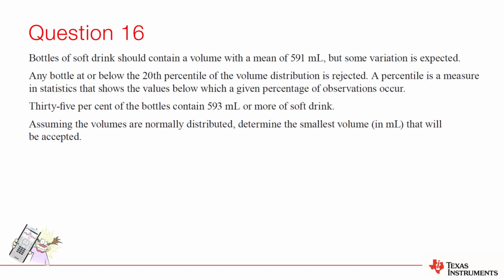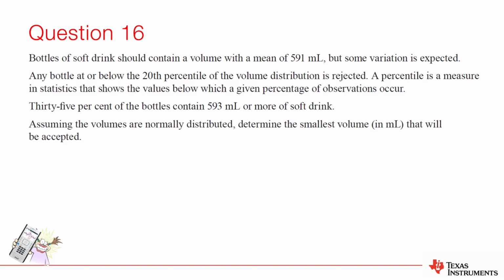So bottles of soft drink should contain a volume of 591. So that's the mean, isn't it? Any bottle below the 20th percentile is rejected. Percentile is just given as the percentage of which the observations occur. 35% of bottles contain more than 593 mils. We have to determine the smallest volume that will be accepted here.